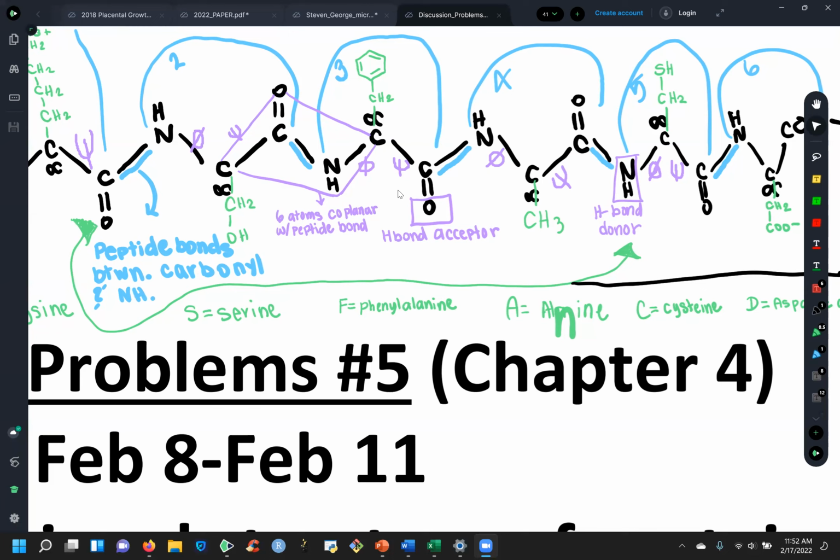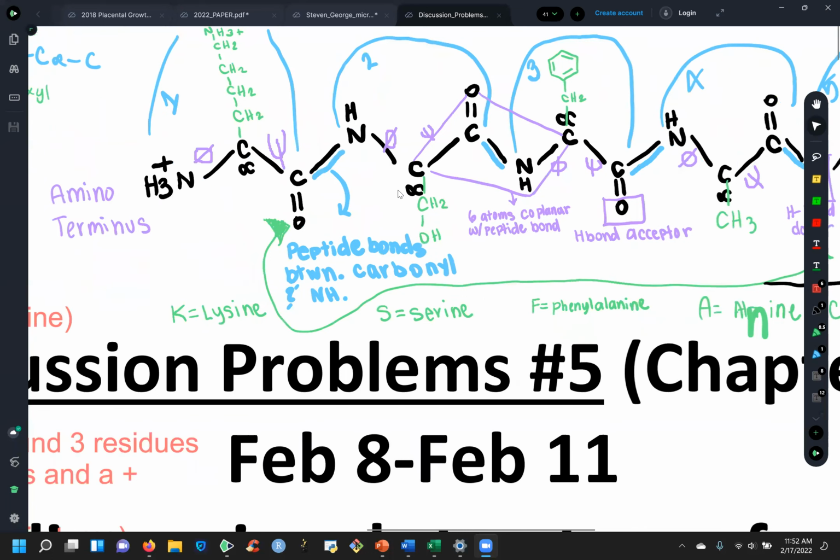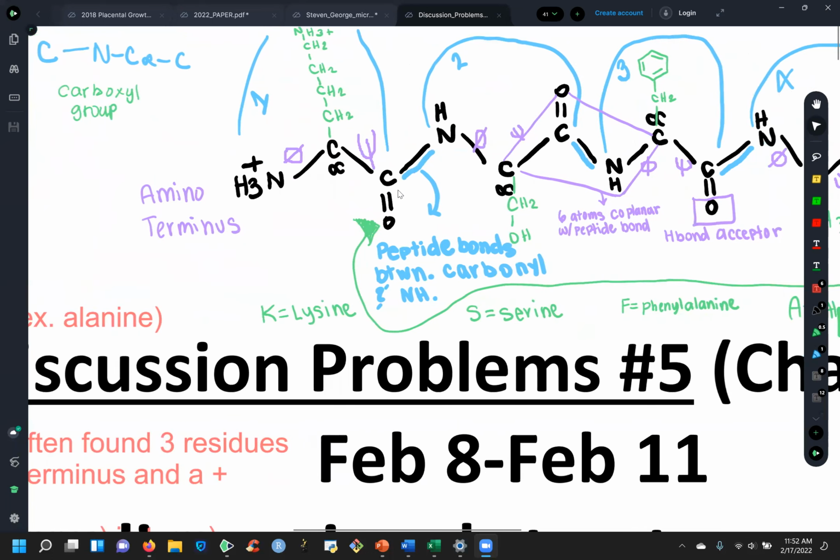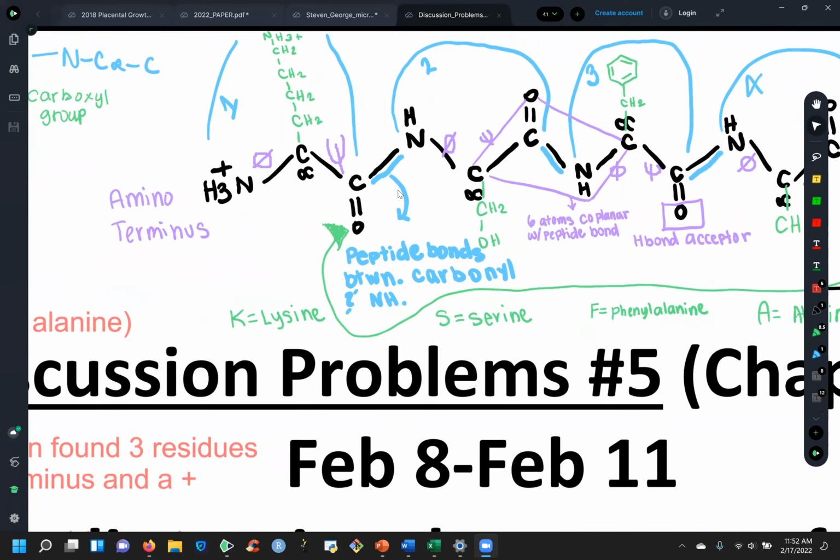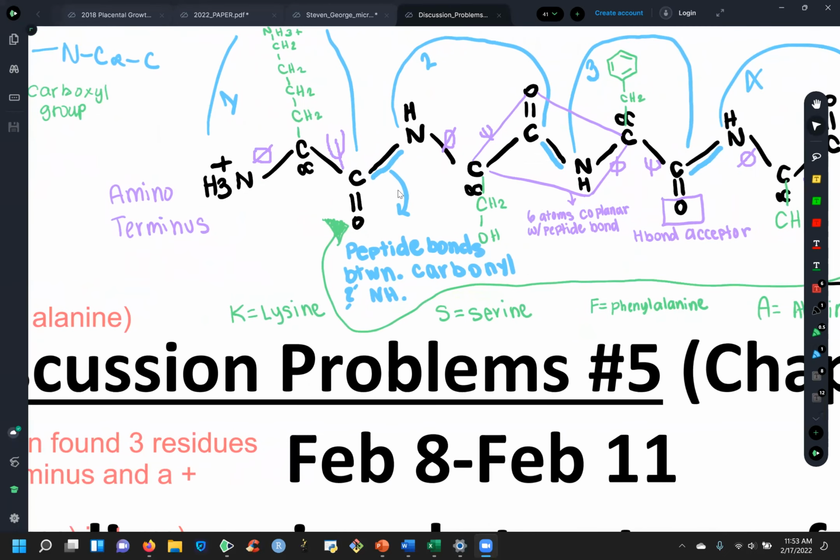Okay, and in terms of labeling, you're done. Oh, yeah, so they wanted you to draw the polypeptide KSF. So K is lysine. So you would just go to the alpha and you would draw lysine. Then you go to the next alpha and you draw the next R group and so on and so forth.